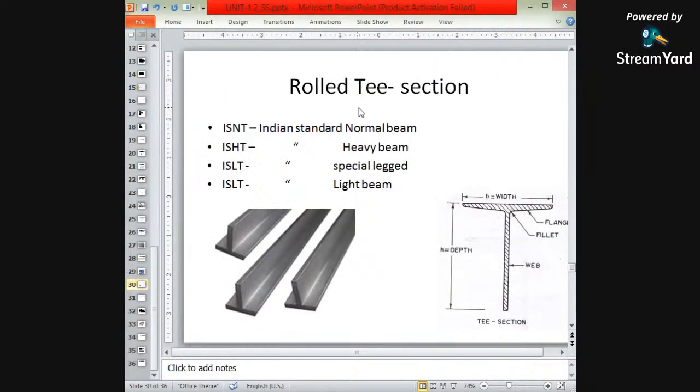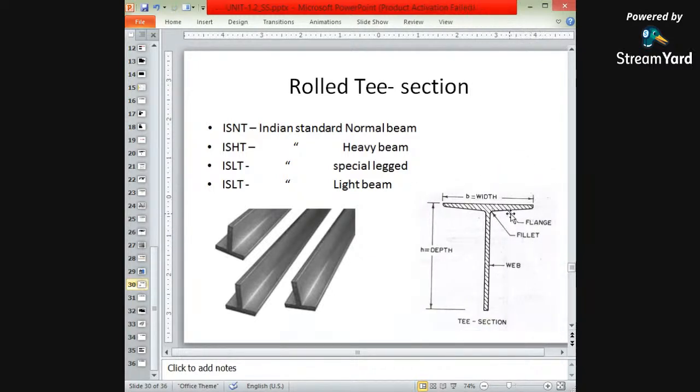Again, what is next? Rolled T sections. We have seen beam sections, channel sections, angle sections, and lastly T sections. Indian Standard Normal T sections, Indian Standard Heavy T sections, and Indian Standard special legged T sections, light T sections, light beams. Here it is made in the form of a T. Here is the top width of the T section, the height of the T section, here the fillet has been provided, and this is nothing but the flange. This vertical part is the web.